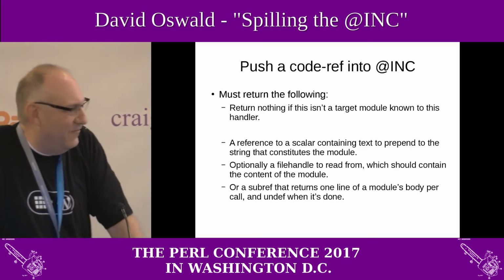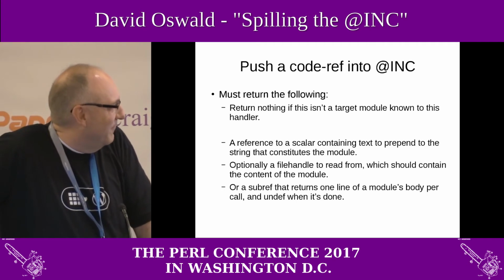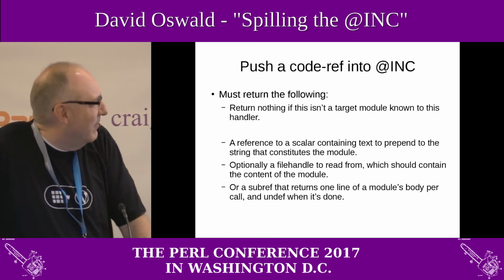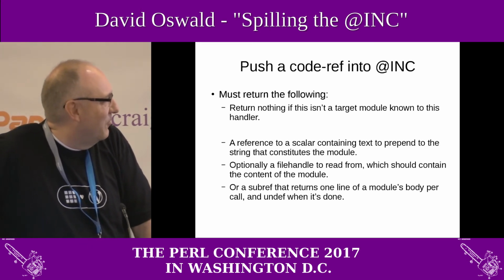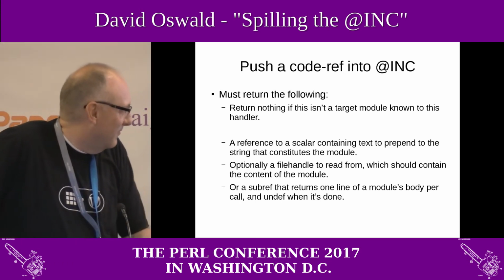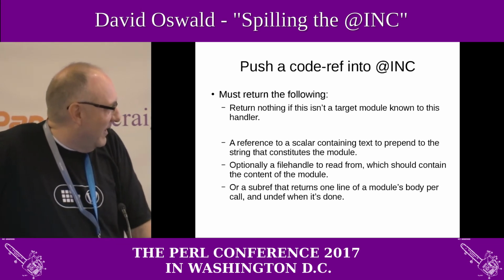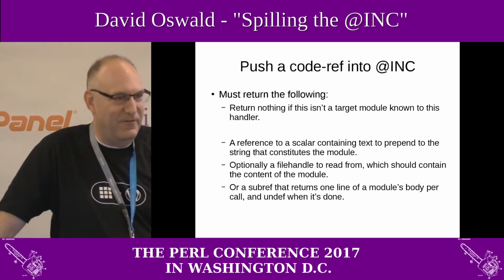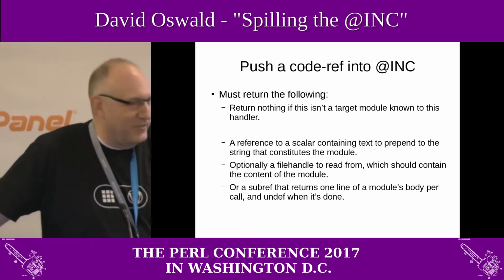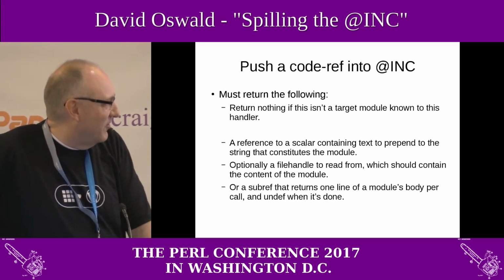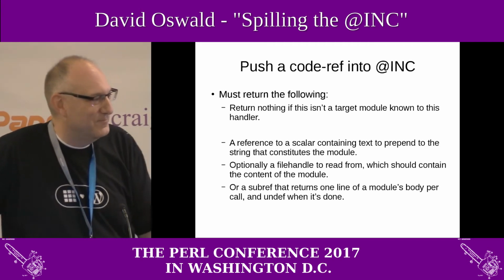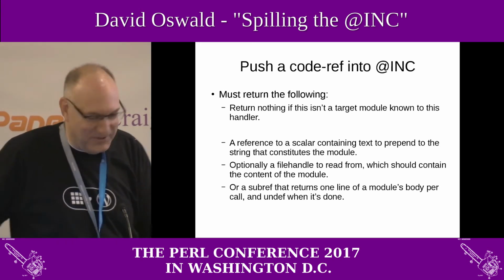It must also, if you intend to handle this subref, or if you intend to handle this module that's being requested, then you can return a reference to a scalar containing text to prepend to the string that constitutes the module. And then optionally, either a file handle to read from, which would return one line of the module for every line of the file handle that's read, or a subref, another subref, that for each call to that subref returns one line of the code that you wish to comprise the module that you're trying to load. So it's a little bit confusing.